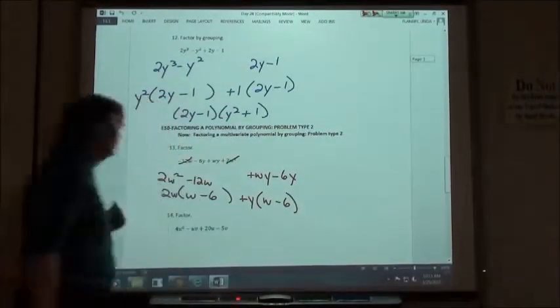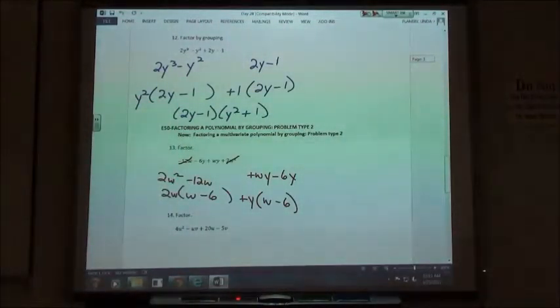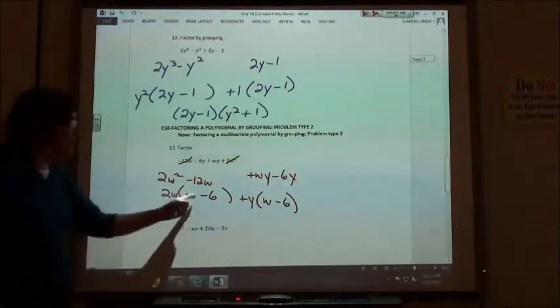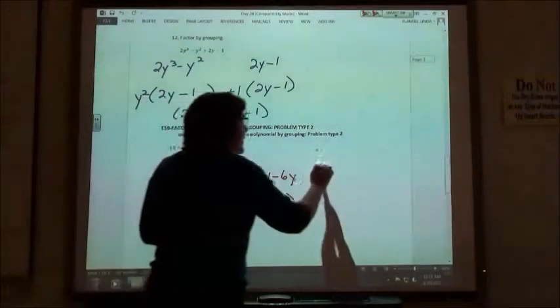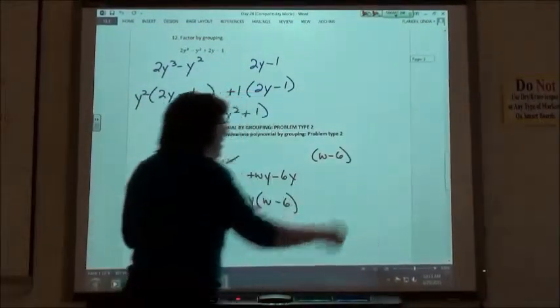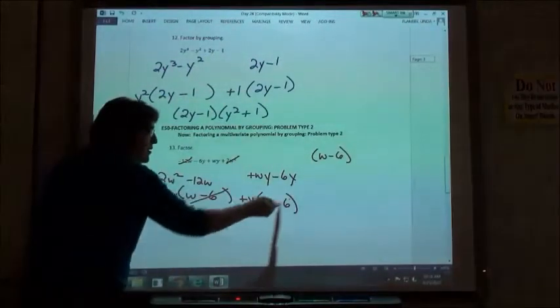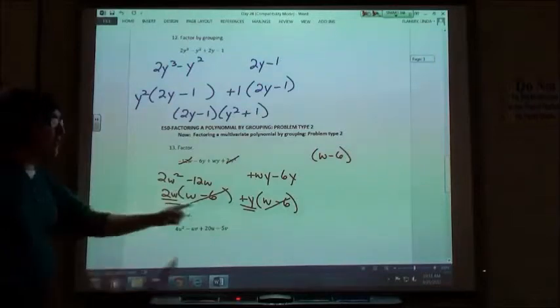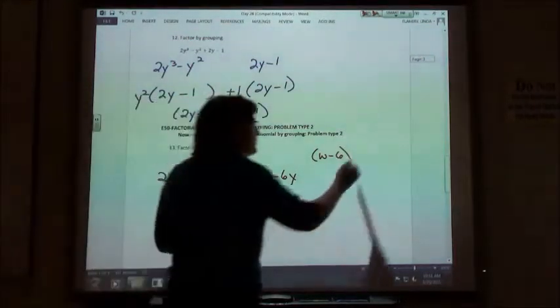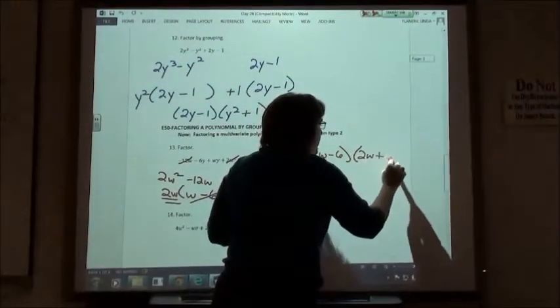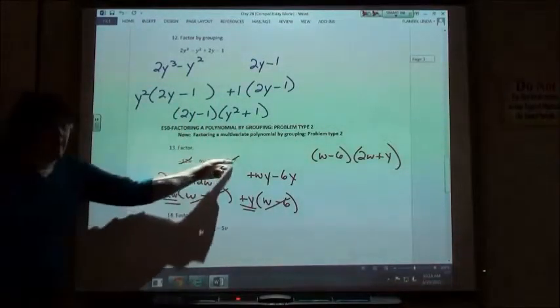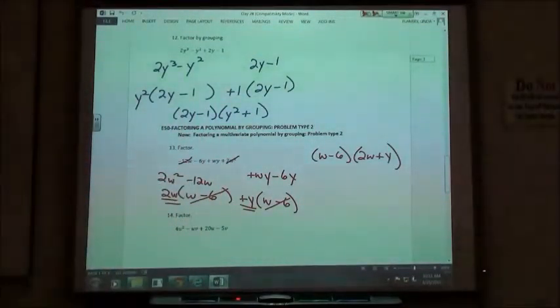And so if I divide them both by positive y, I'm going to get the w here and the minus 6 there, right? So what we want to have happen is have the same thing in both sets of my parentheses, which I do. So w minus 6 is my common factor. Canceling those out, my other factor is going to be the 2w plus the y. And again, if you wanted to check that, you could FOIL it out. You should get those same four terms.